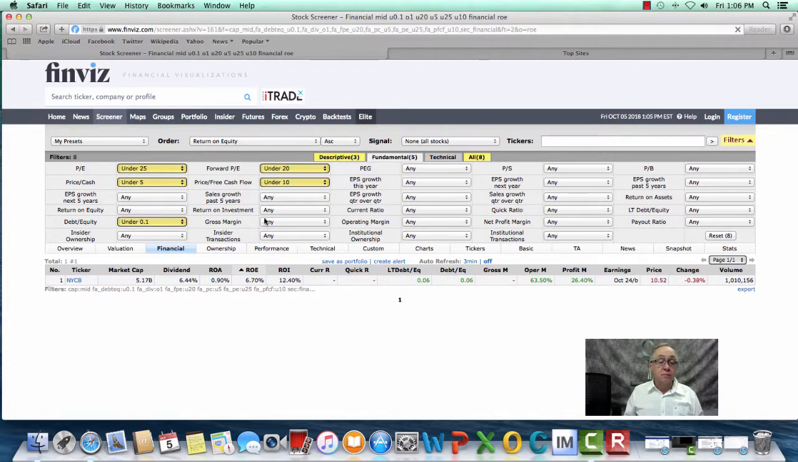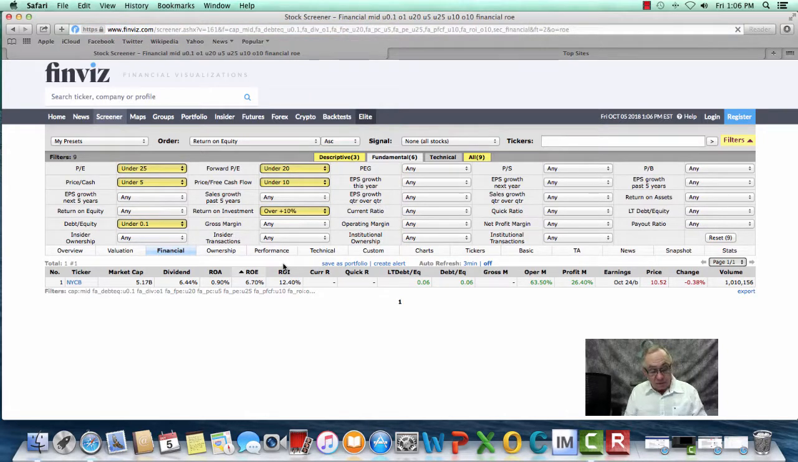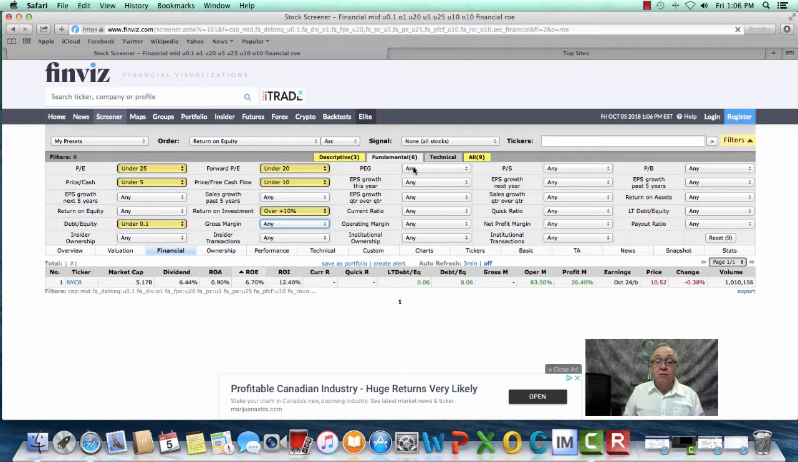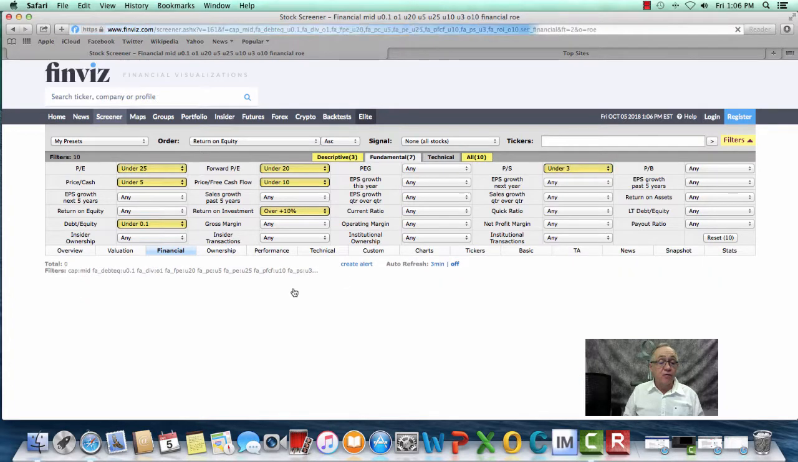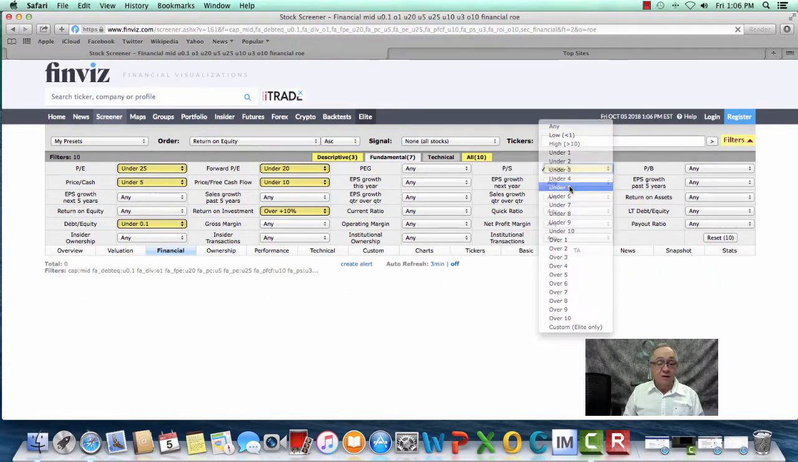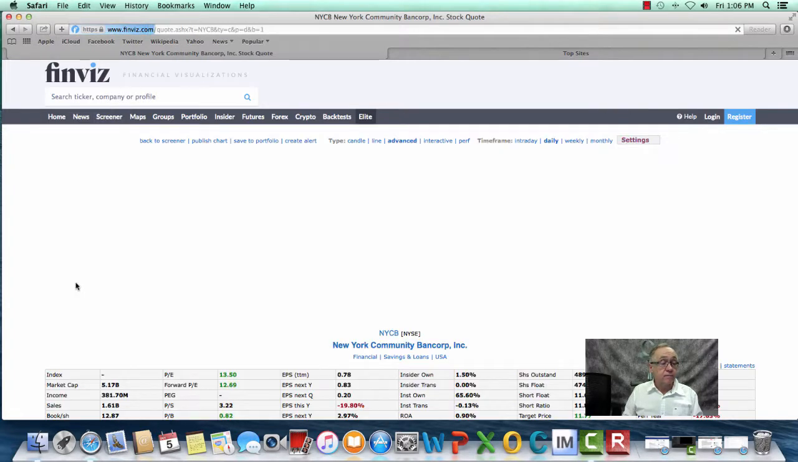Sales growth, not too concerned with that. Return on investment, let's look at over 10%. Margin, we don't need to set that right now. Price earnings to growth ratio, again, we don't really need that. And price to sales under 3. It drops us off to nothing. Okay, leaving it at under 5, we have one company listed. Okay, let's check that out.